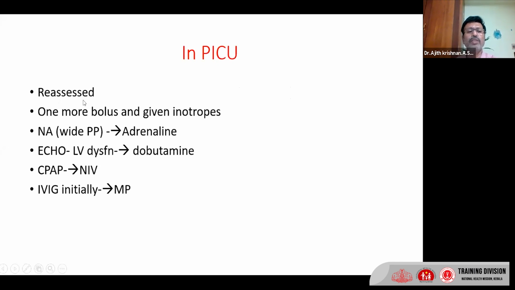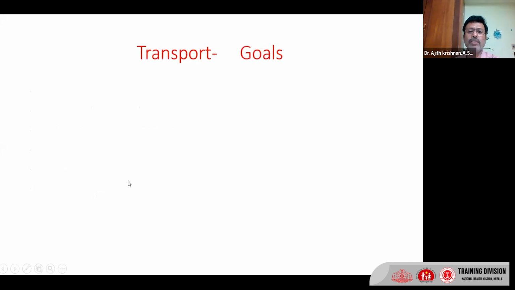So in PICU, the child was reassessed, one more bolus, and given inotropes. There we have started the child on inotropes, initially with noradrenaline because there is a wide pulse pressure, and then added adrenaline, and because the LV showed LV dysfunction, a cardiac cause is also there. We have added dobutamine. With the 3 inotropes, the child's circulation has become better and has become normal. And the CPAP was changed to non-invasive ventilation, and this is how we manage the case.